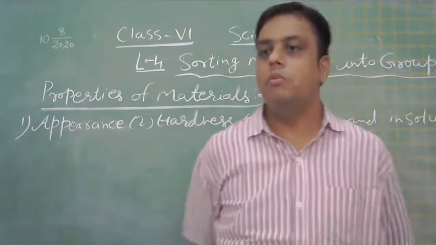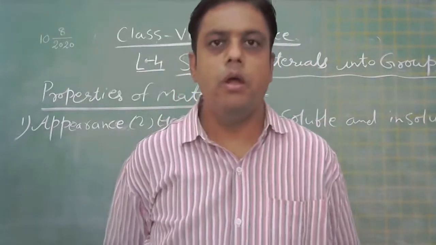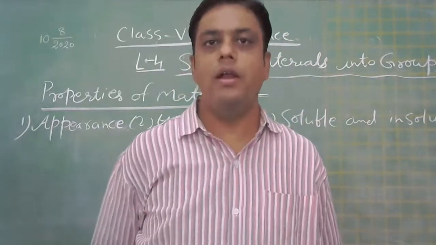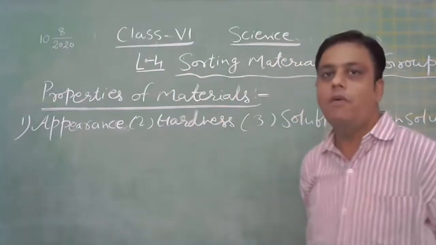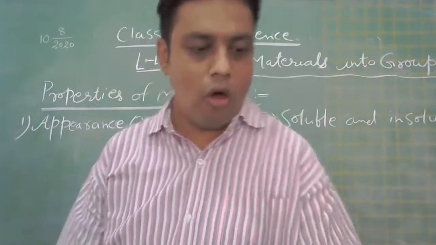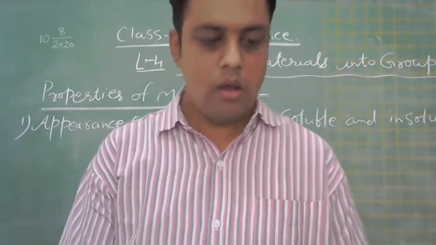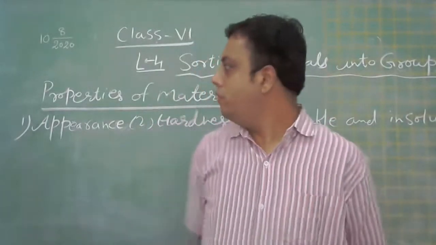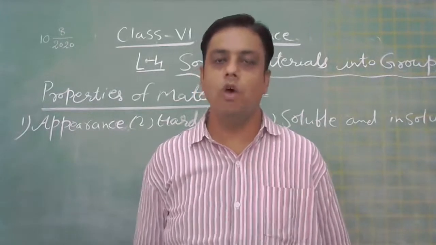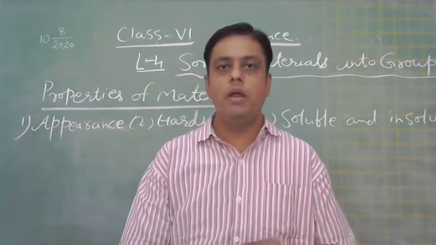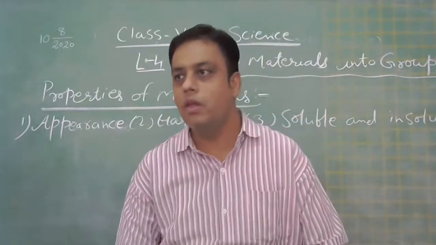Okay, in appearance we discussed the materials that are shining and that are not shining. In hardness we discussed the materials that are soft or that are hard. We have discussed that some materials are hard and some materials are soft, and we have to compare two materials, then we can find out which one is hard and which one is soft.